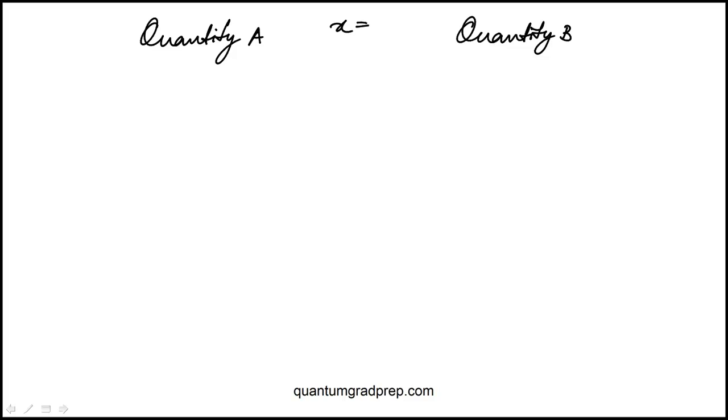Here we're given that x is not equal to 0, and the two quantities are: quantity A, absolute value of x plus absolute value of minus 2, and quantity B, absolute value of x minus 2. Now this problem can be done just using examples. You can start probing what happens. Can I make one side greater and the other side greater?